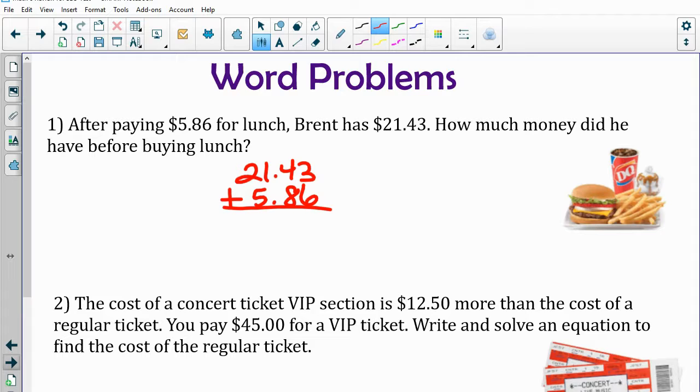Can someone add 21.43 plus 5.86? How much money does he have to start with? 27.29. Yes. Right.